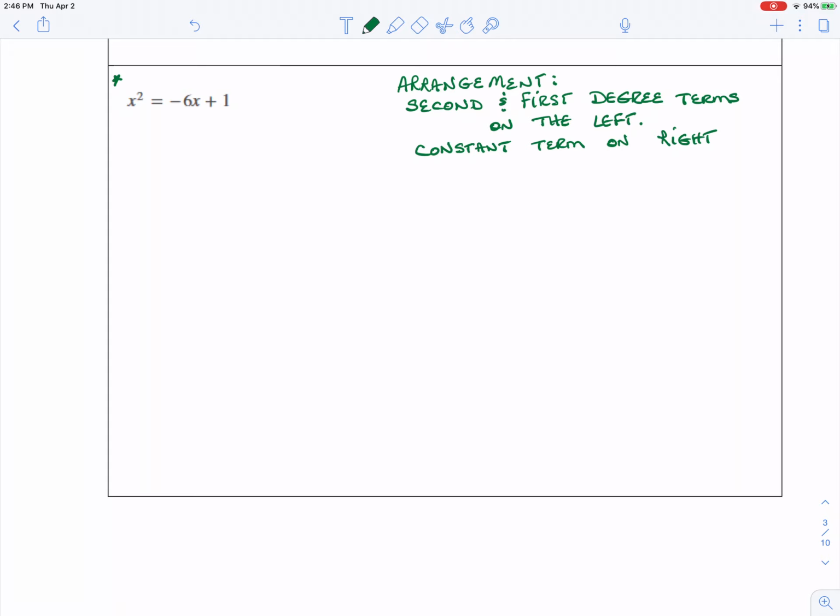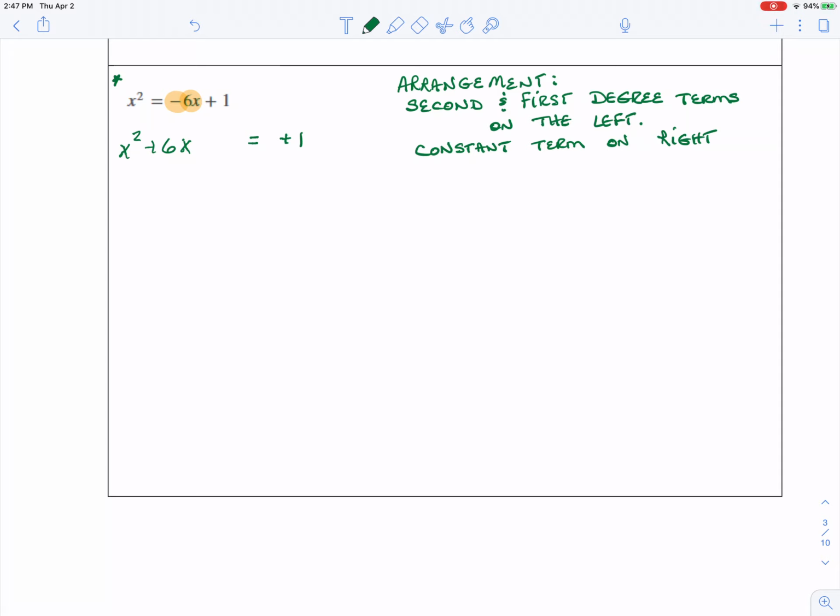Remember, the arrangement is important. You want the second and the first degree terms on the left. So I've got a little bit of problem here. I've got the first degree term sitting on the right. That's not where I want it. So first we'll add 6x to both sides. And I'll go ahead and leave a little space in there and leave the +1 constant over on the other side.